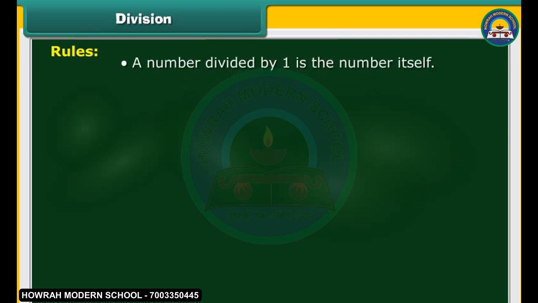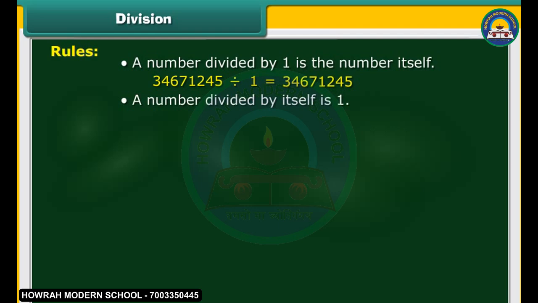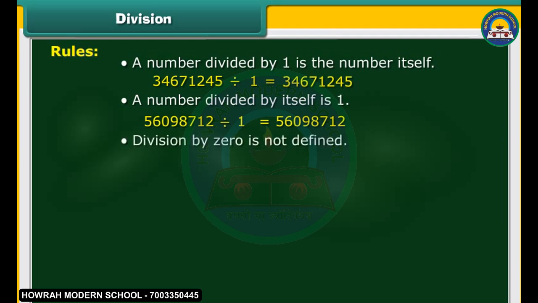A number divided by 1 is the number itself. 3467 1245 divided by 1 is equal to 3467 1245. A number divided by itself is 1. 56098712 divided by 56098712 is equal to 1. Division by 0 is not defined. 56795432 divided by 0 is equal to not defined.